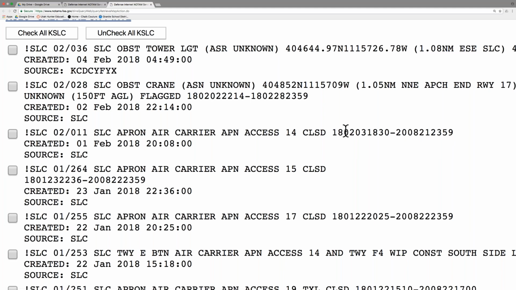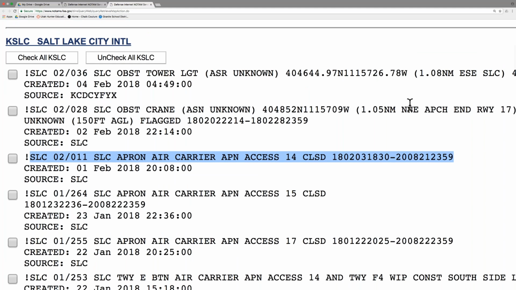So as you can see, NOTAMs can last for any amount of time. They used to be able to just have them open-ended, and it would be like until further notice, but now they require them to put a closing time for that NOTAM.